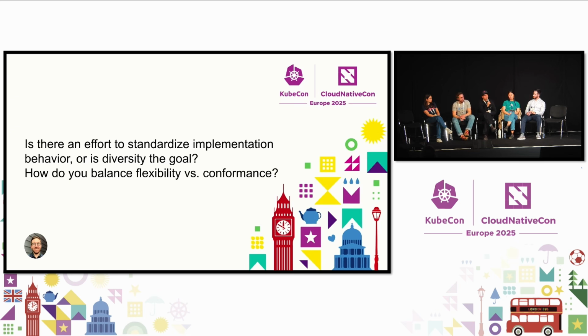So I'd say the primary goal is to have conformant behavior for the set of features that are common across most implementations. But as a secondary goal, flexibility is needed. So implementations have the freedom to build on top to solve user-specific problems. Yeah, I agree with Arko.